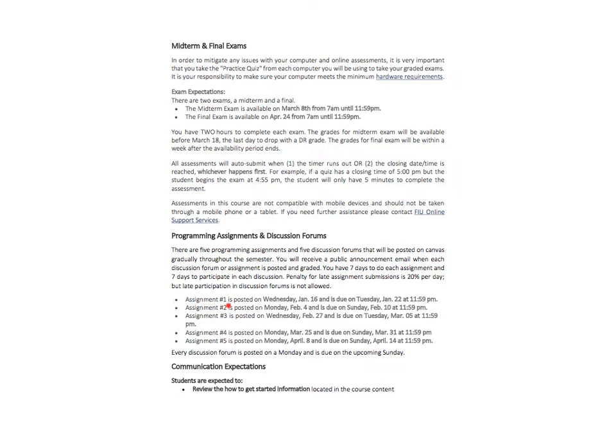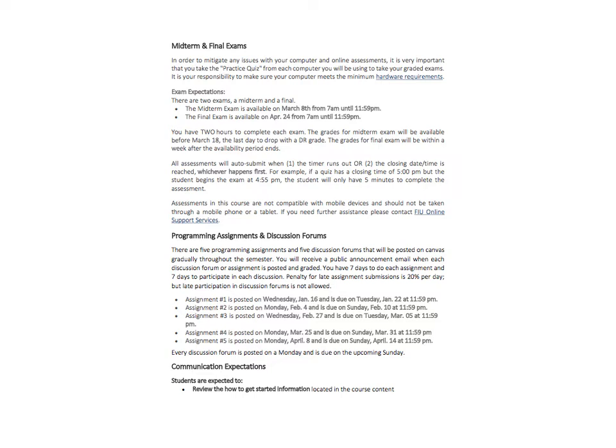The first programming assignment is posted on January 16. The second one is posted on February 4th. The third one is posted on February 27. The fourth one is posted on March 25. The fifth one is posted on April 8. And as you see, for each one of them you have 7 days to do the assignment.